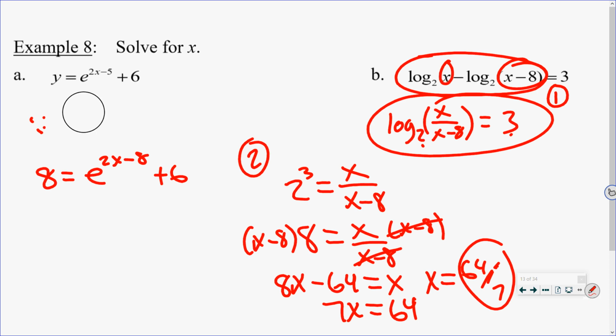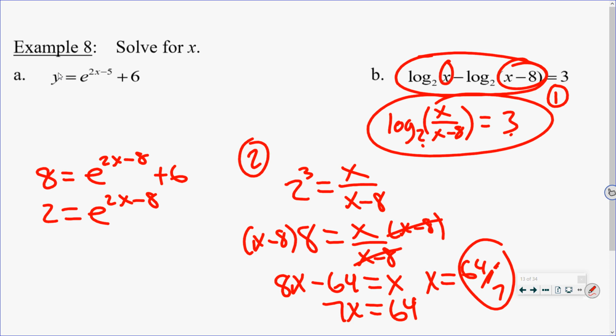So we have some different strategies for doing that. One is to get the base e by itself, and then we try writing with the same base. So if I minus the 6 over, I get 2 equals e to the 2x minus 8. Now, if I want to write those with the same base, I have a problem. I cannot write base 2 as being e to a power, and I can't change base e either. So we've got to have a different strategy.